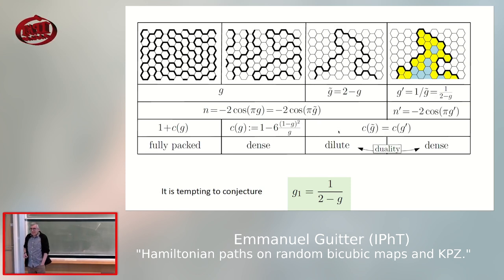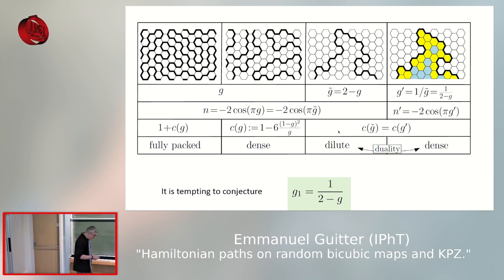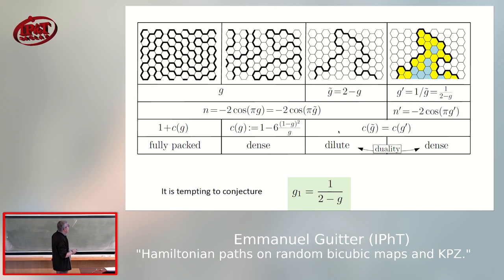Okay, so just to conclude, this value 1 over 2 minus g is not a newcomer in the world of the O(n) model. Okay, it appears. So if I look at what is best known, it is the dense and the dilute O(n) model, but we also have the fully packed O(n) model, which is here. So for a given value of n, we had these three fixed points, this stable fixed point and the two unstable fixed points. They are given by the value of g, the corresponding value of g is given by n equals minus 2 cos pi g, but there are different determinations. So here you must take g between 0 and 1, as I told you. And then here for the dilute, you must take the other determination, which is 2 minus g.